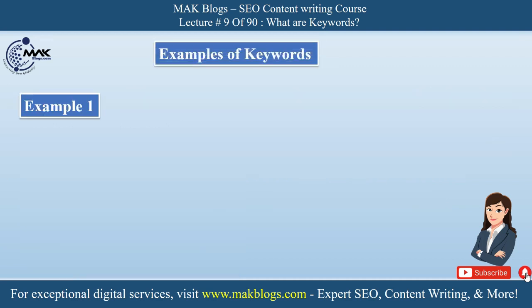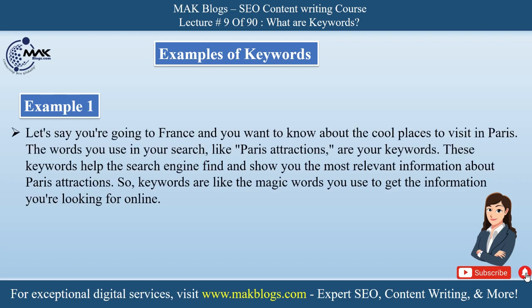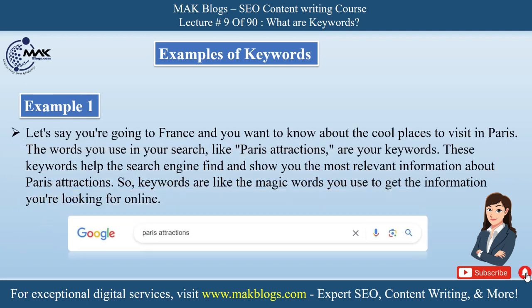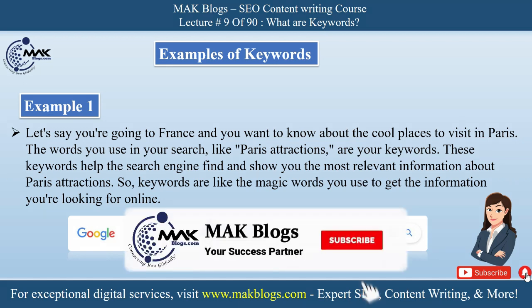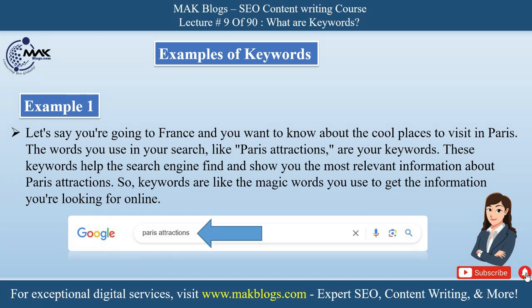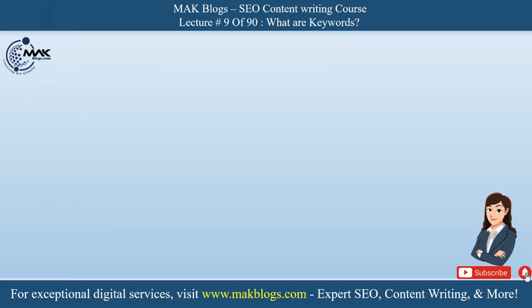Example 1. Let's say you are going to France and you want to know about the cool places to visit in Paris. The words you use in your search, like Paris attractions, are your keywords. These keywords help the search engine find and show you the most relevant information about Paris attractions. So, keywords are like the magic words you use to get the information you are looking for online.